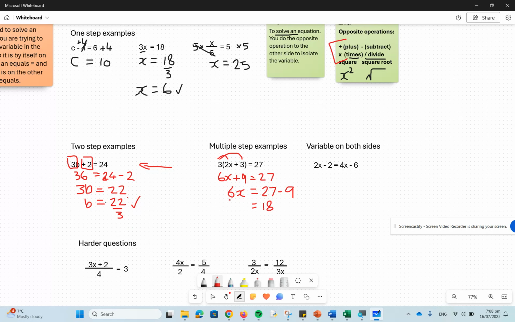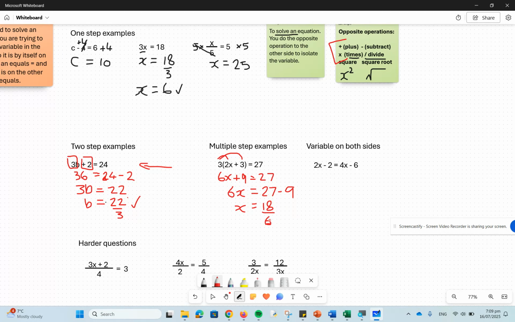And my 6 times x is, on this side, I want to do divide by 6 on this side. I want to do the opposite to 6 times. I want to do 6 divide by 6 instead. So now I've left with x, because I did 6 times x, I just did divide by 6.